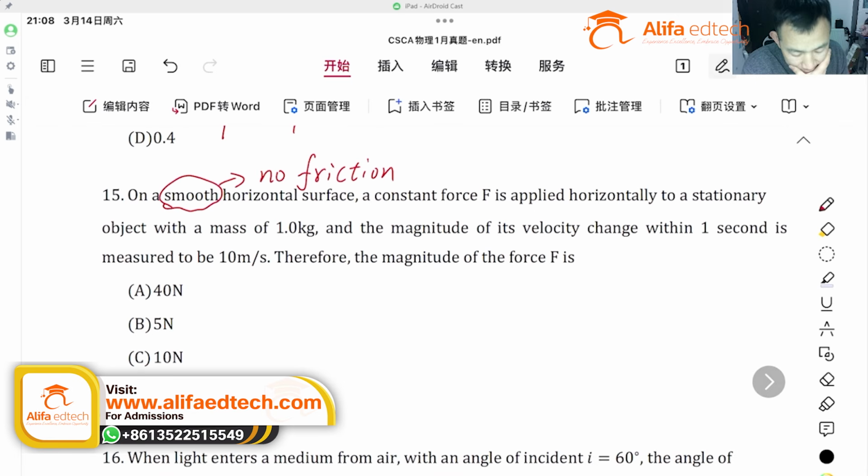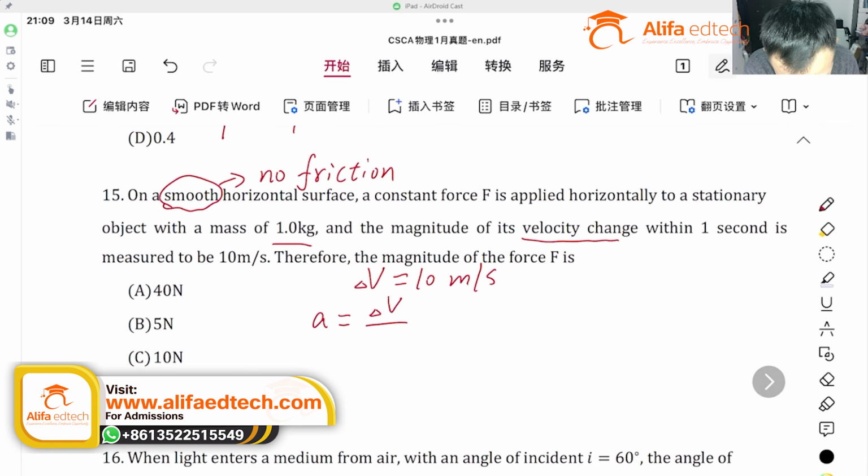A constant force F applies horizontally to the stationary object with mass 1 kg. The magnitude of velocity change within 1 second is measured to be 10 meters per second. Therefore, the magnitude of force. Here we can easily know the velocity change is 10 meters per second, as acceleration a is delta v divided by delta t. So we can easily know acceleration is 10 meters per second squared.